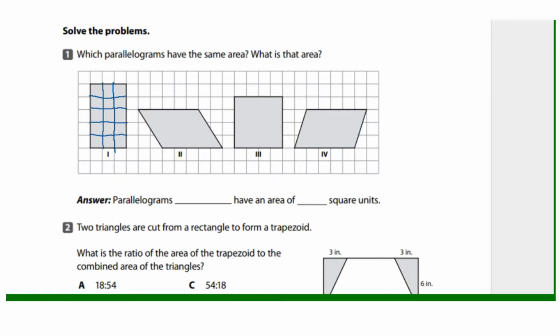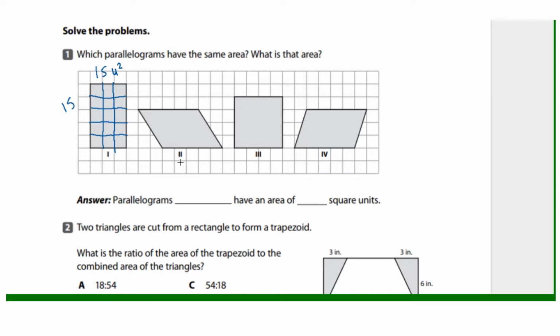And then you can count the square units. So we have 1, 2, 3, 4, 5, 3 times, or we have 3, 5 times. 5 groups of 3 or 3 groups of 5. So the area for this is 15 square units. I'm just going to put unit squared. 15 square units. And remember, unit in math means 1.